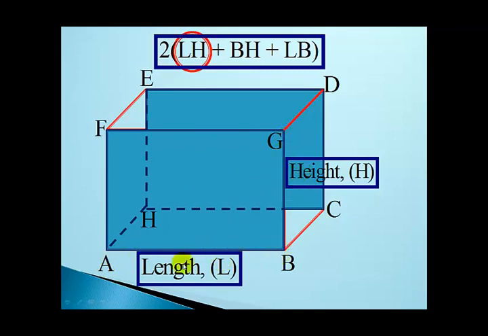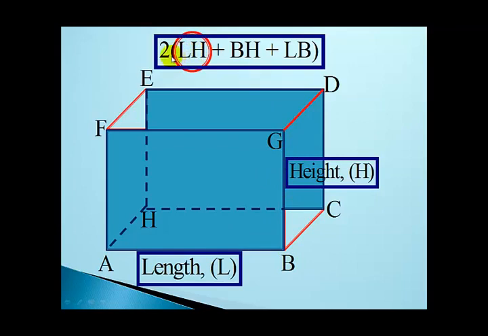And because the area of the rectangle ABGF is equal to the area of the rectangle EHCD, there is no need to calculate both areas. So we only calculate the area of the rectangle ABGF and multiply our answer by 2. The area of ABGF is the length times the height, that is L times H. Take note that we are multiplying it by 2.